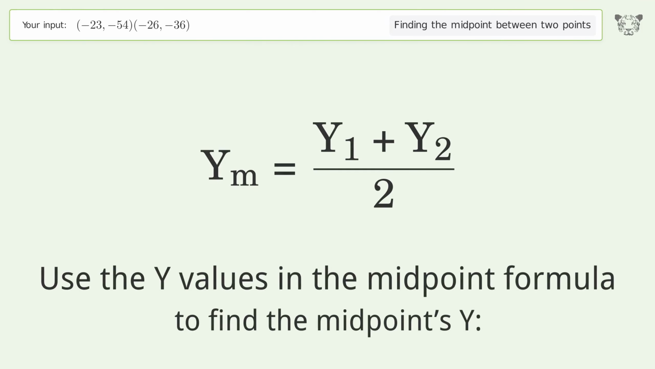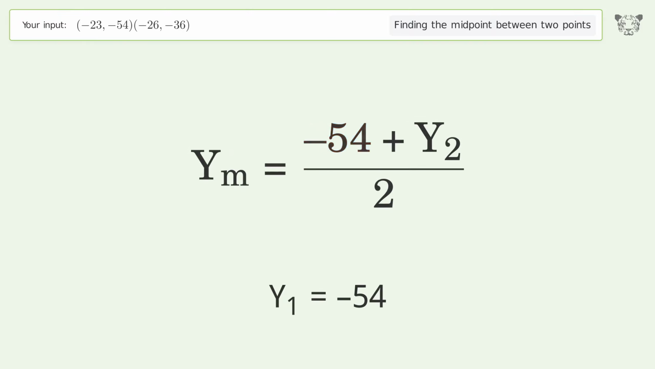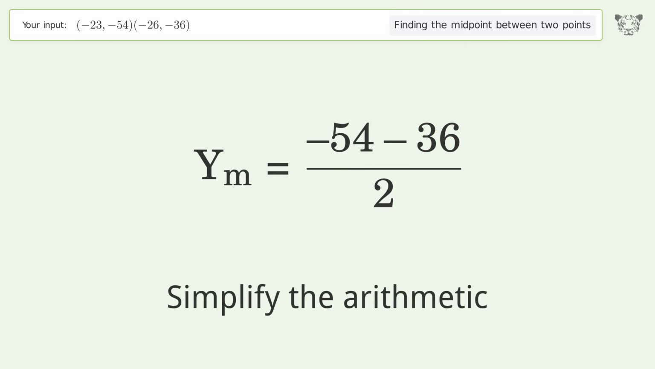Use the y values in the midpoint formula to find the midpoint's y. y1 equals -54. y2 equals -36. Simplify the arithmetic.